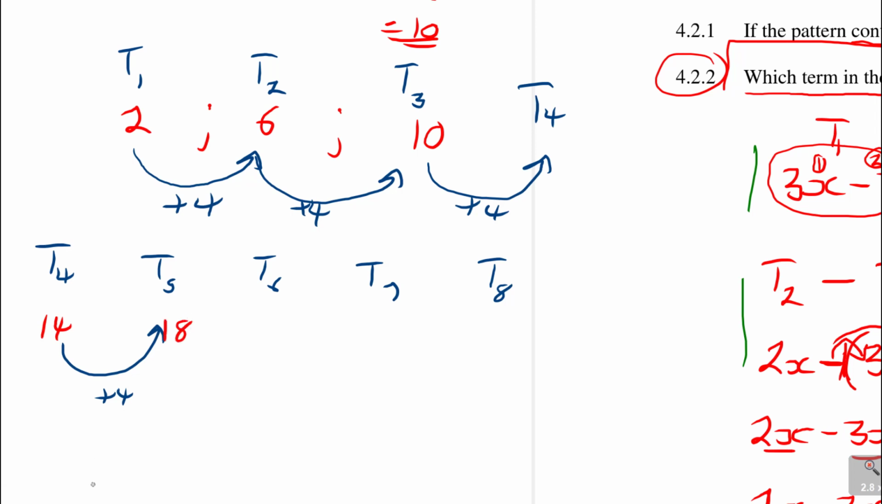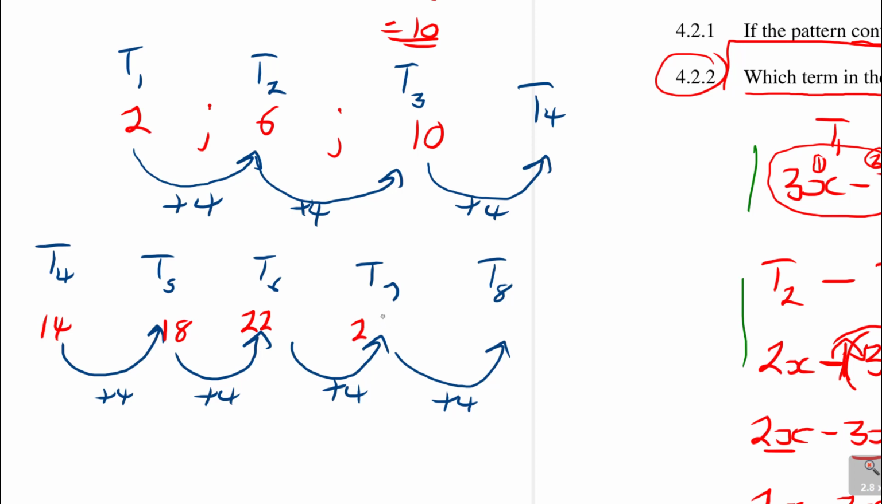Again, I continue to say 18 plus what number? 18 plus 4. Even this number, I'll add plus 4. You see that? So I'll say 14 plus 4 is 18, 18 plus 4 is 22. Now 22 plus 4 is 26, and 26 plus 4 is 30.